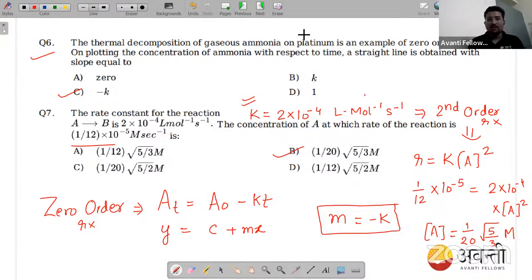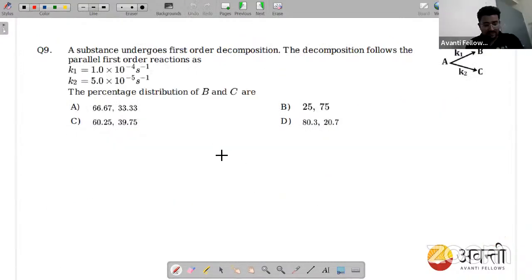Okay. Moving to our next important question, that is question number 9. Here you can see clearly this is an example of a parallel reaction. I think you all are familiar with what consecutive and parallel reactions are. So this is an example of a parallel reaction. How can we decide? Because you can clearly see that A is the single reactant and it is giving two different products, B and C, with two different rate constants, K1 and K2.